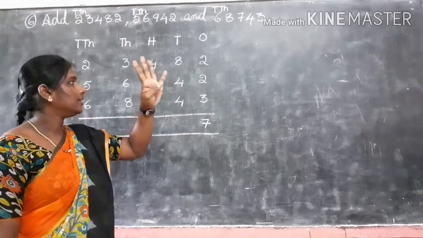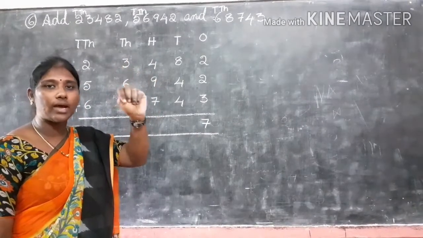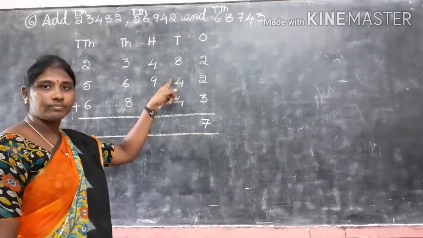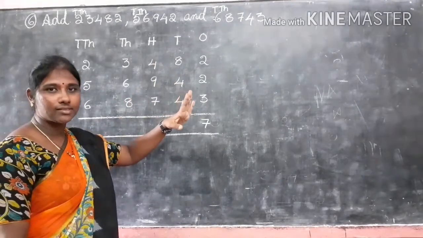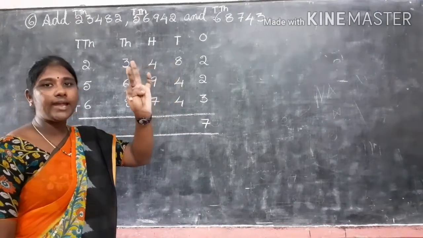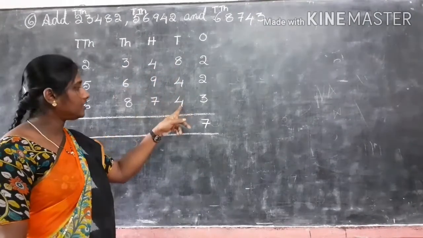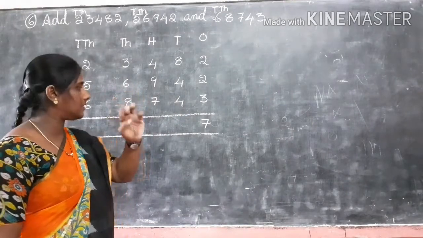4 numbers. 8 after: 9, 10, 11, 12. Here 8 is there. After 8 we have to take 4 fingers. 8 after: 9, 10, 11, 12. Again take 4. 12 after: 13, 14, 15, 16.